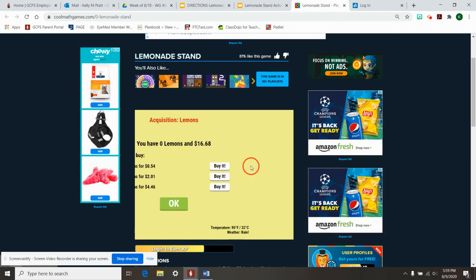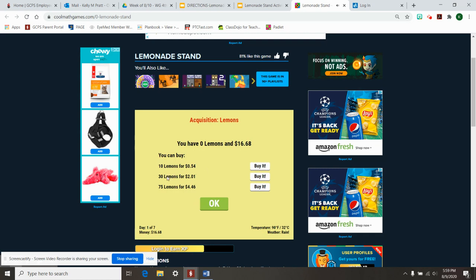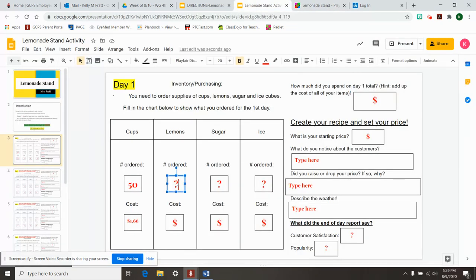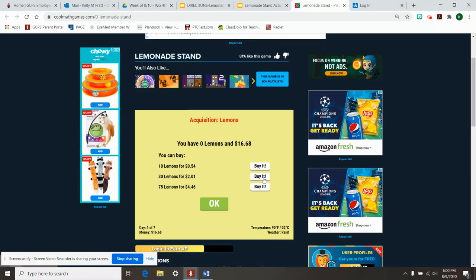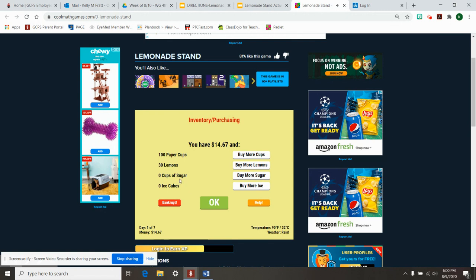How many lemons? So I'm going to go in and buy lemons. I think I'm going to stick with the middle numbers. 30 lemons for $2.01. So I'm going to put that in here. 30 lemons. How much did it say? Oh, $2.01. And I'm going to lower my font again so it all fits in there. There we go. All right, now I'm going to go on to sugar, but first I need to buy it. 30 lemons for $2.01. Okay, shows what I got.